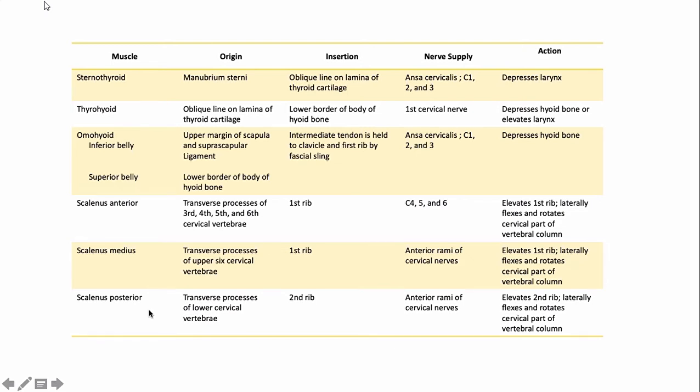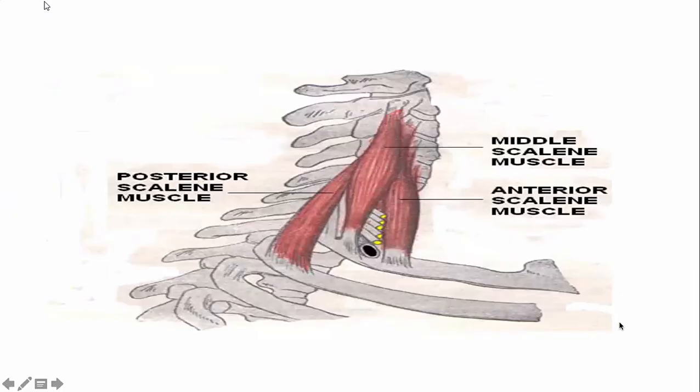While the Scalenus posterior muscle originates from the transverse process of the lower cervical vertebrae, it is inserted into the second rib. The nerve supply is from the anterior rami of the cervical nerves. The action of the muscle is to elevate the second rib, or laterally flex and rotate the cervical part of the vertebral column. So the Scalenus anterior muscle is inserted into the first rib, as well as the middle scalene muscle, while the posterior scalene muscle is inserted into the second rib.